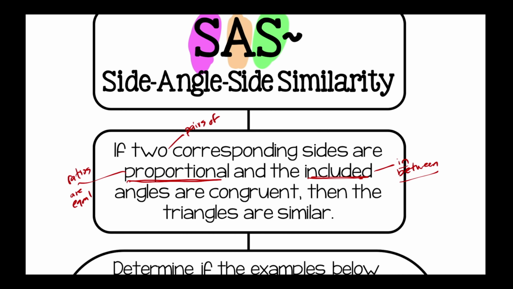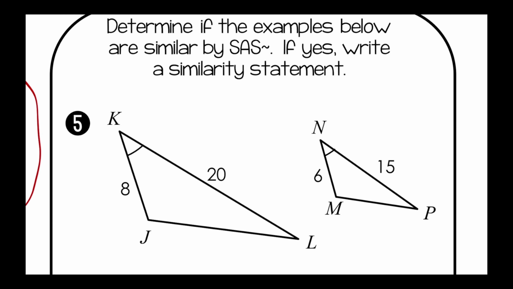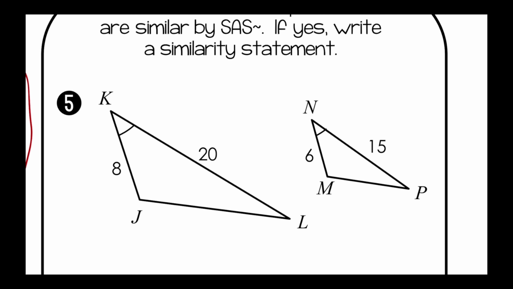Okay, so let me go on to a problem. Let me show you. So here's an example. Determine if this is similar by SAS similarity. If yes, write the similarity statement. So here we go. If we look here, they already give us an angle. K and N are already equal. So good, we already have this. Check. We only need 2 more things.